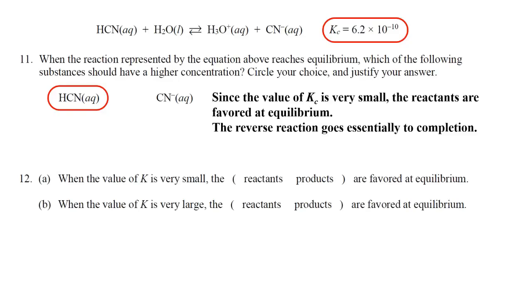When the value of the equilibrium constant K is very small, as we saw in question 11, the reactants are favored at equilibrium. But when the value of the equilibrium constant K is very large, as we saw in question 10, the products are favored at equilibrium. Now let's take a look at question 13.